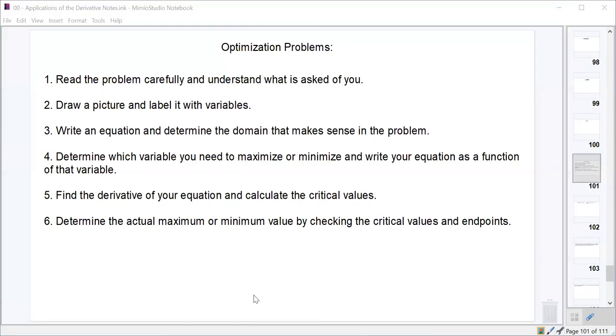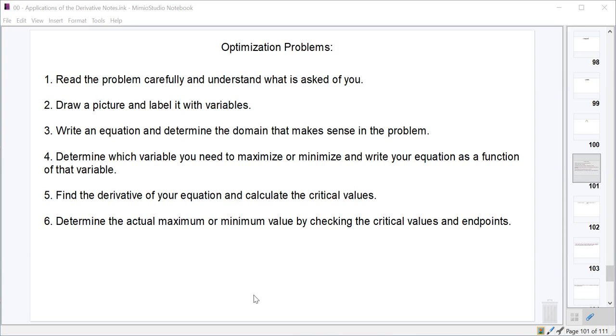Today we're going to talk about what's called optimization problems. We've been talking a lot this unit about finding local maxima and local minima, or absolute maxima and minima. What we're going to do now is start to apply that idea to some real world situations. If we're going to optimize something, it means we're looking for the maximum or the minimum value. It might be a minimum cost, a maximum profit, or a maximum volume.